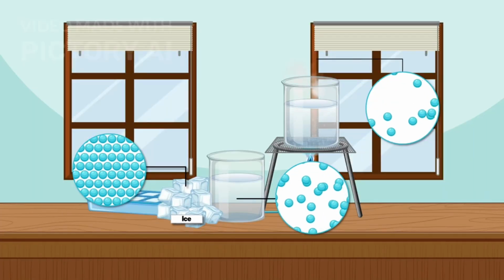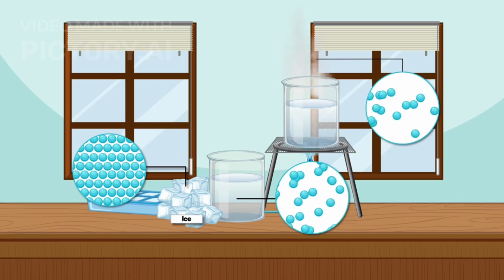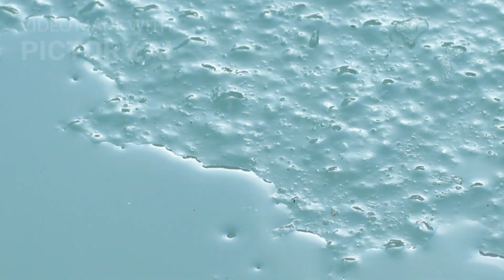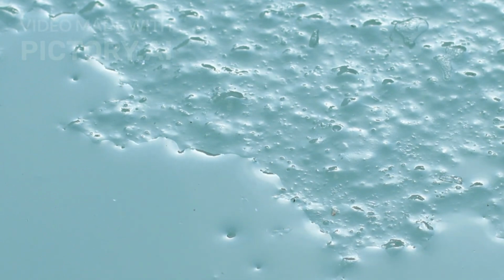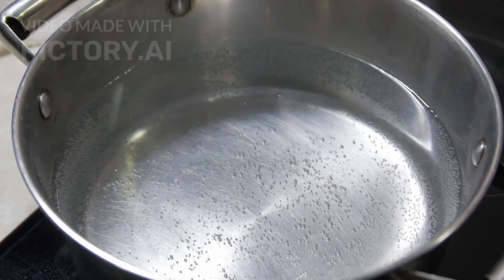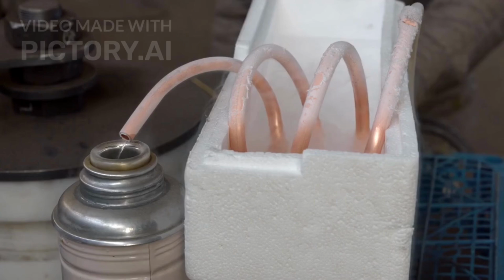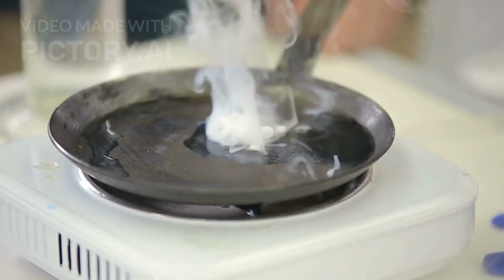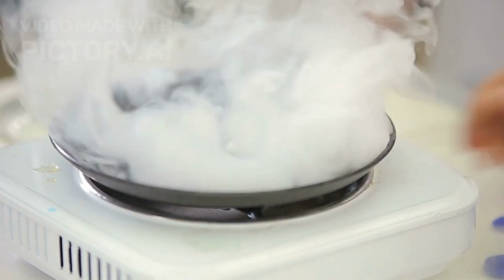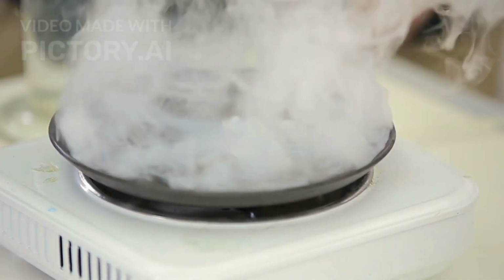The change from one state to another is also an important concept. For example, when ice, a solid, is heated, it melts and becomes water, a liquid. On further heating, the water turns into steam, a gas. These changes are physical and reversible. Similarly, water vapor can condense into liquid water, and water can freeze back into ice. These processes, melting, freezing, condensation, and evaporation, show the dynamic nature of matter.